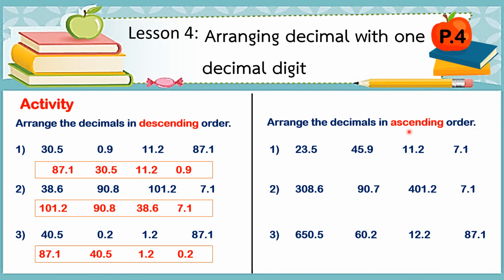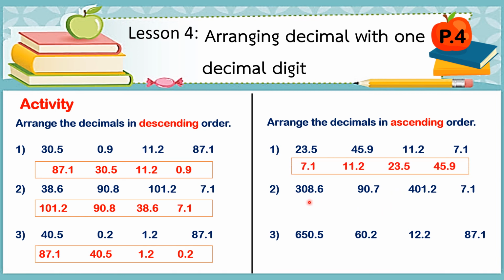Now let's go to another example, which is arrange the decimals in ascending order. When we say ascending, the small number comes first. So from small to big number. So as you can see, 23, 45, 11, and 7. Which one is the smallest number? I think 7, 11, 23, and 45.